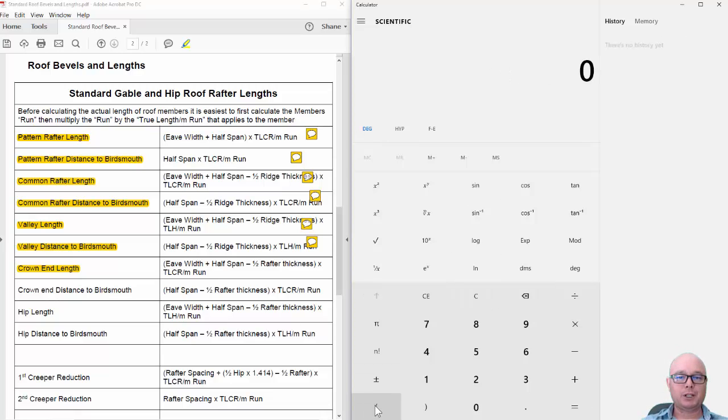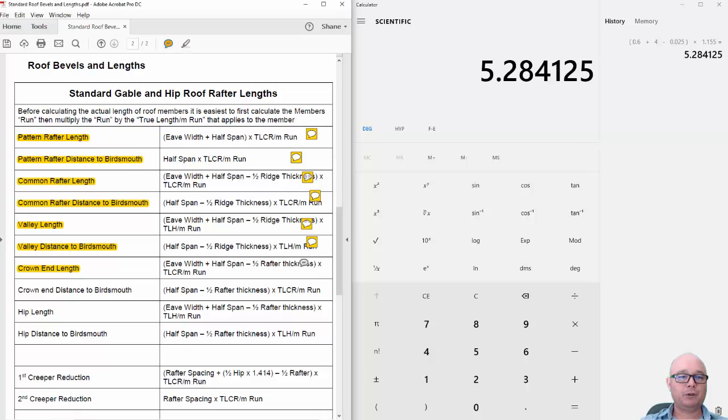So if we enter the calculation now, we start with the brackets, the eave width, which is 0.600, plus our half span, which is 4 metres, and we subtract our half thickness of our rafters, which is 25 millimetres. So we input that as metres, so that would be 0.025. Close the bracket, and that's the run for our crown end. We then multiply that by our true length of common rafter per metre run, which is 1.155. It equals, and our crown end length is 5.284. So I'll just put that in a sticky note for our crown end length, which is 5.284. And there it is there.